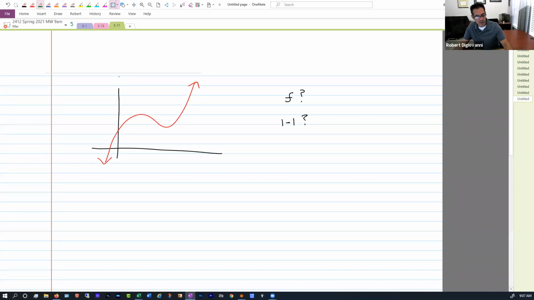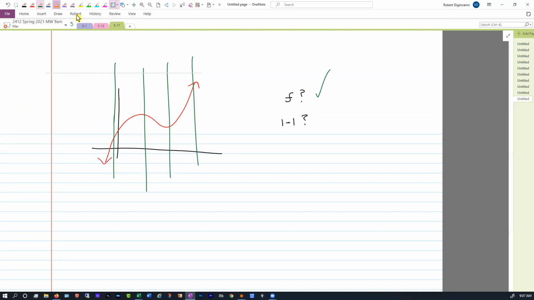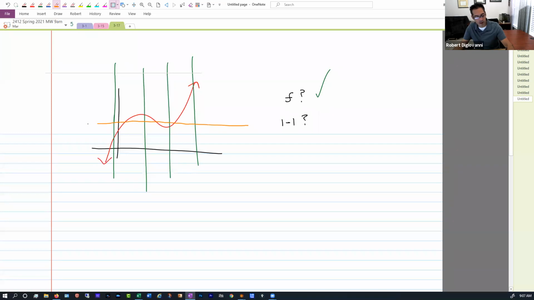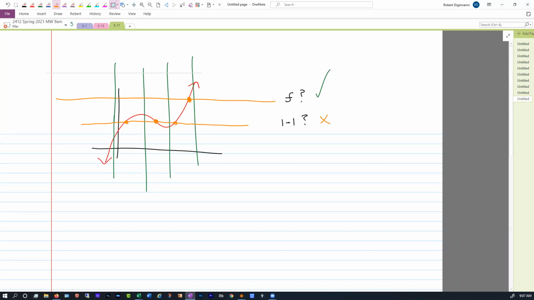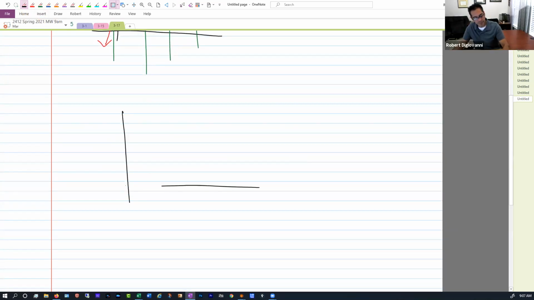Is this a function? It is a function, because it passes the vertical line test. Any vertical line you draw, you're not going to hit it more than one time. Is it a one-to-one function? It is not, because if we draw a horizontal line, there are some horizontal lines where we only hit once, but it has to hold for all horizontal lines. Here we actually hit 3 times, so it's not one-to-one. Good.